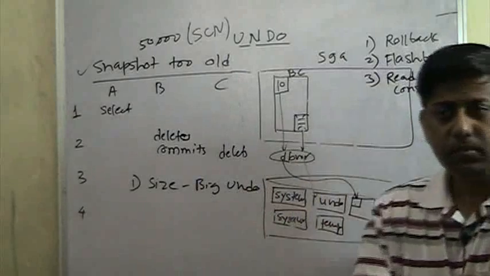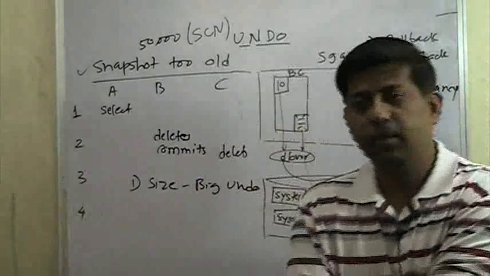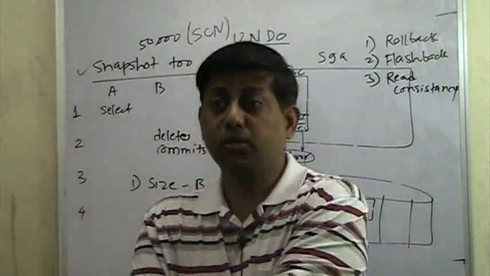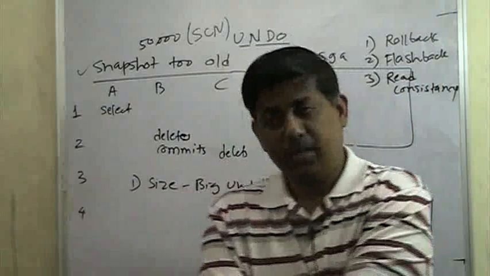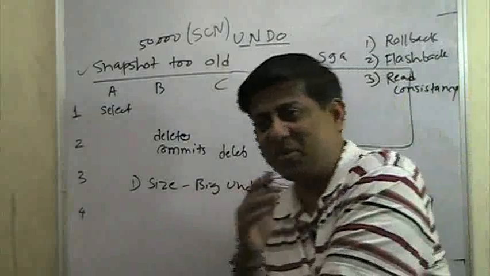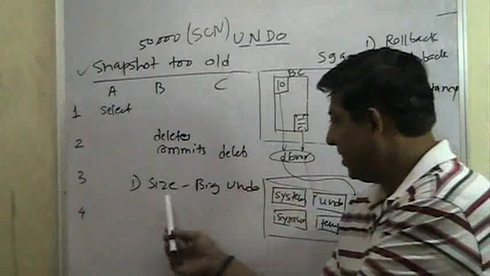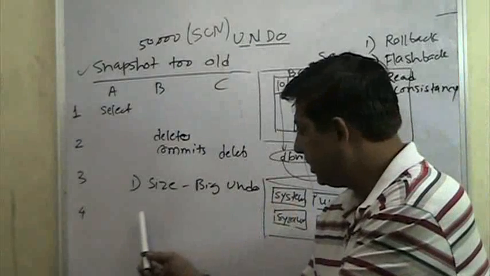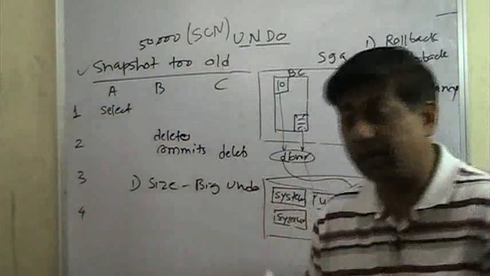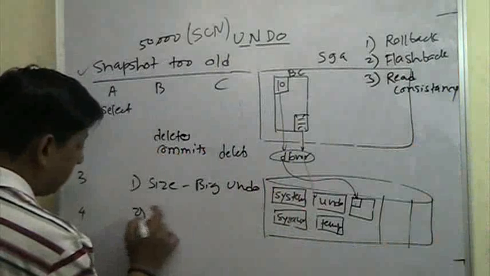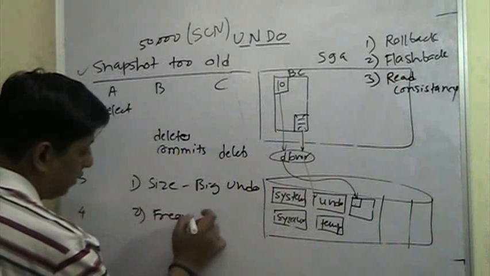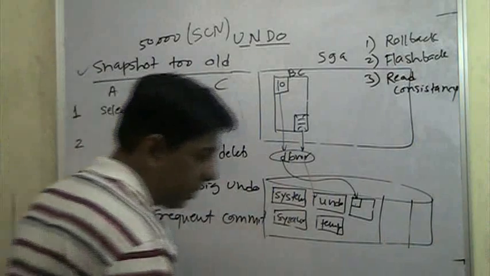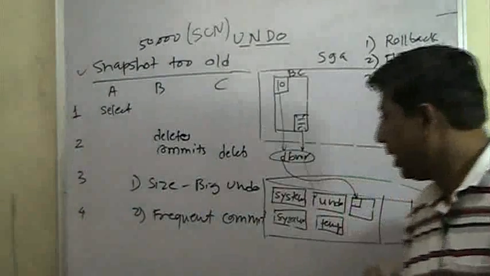So what will be the impact on the database when you set the parameter undo_management equal to manual? We'll come to that. Give me a minute. Okay. So size has to be big. Then what did I say? Then do frequent commits.